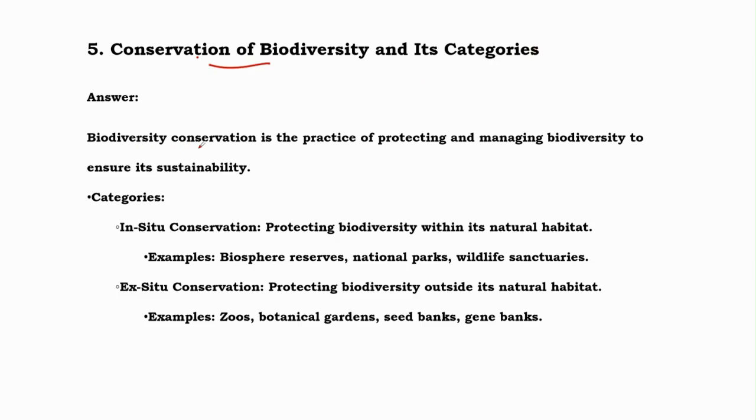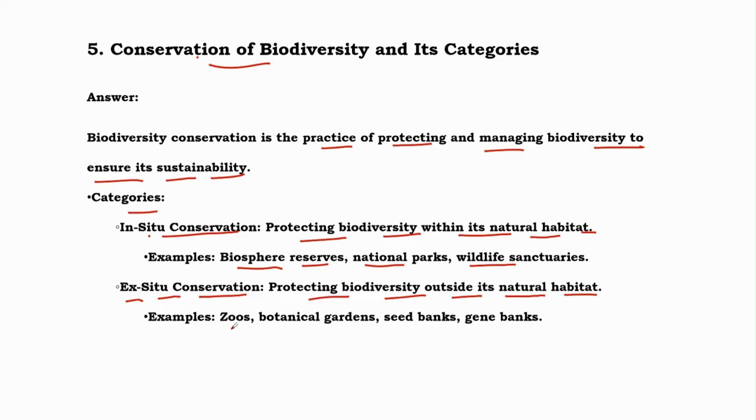So biodiversity conservation is the practice of protecting and managing biodiversity to ensure its sustainability. Categories are in situ conservation, protecting biodiversity within its natural habitat, like biosphere reserves, national parks, and wildlife sanctuaries. Then ex situ conservation, protecting biodiversity outside its natural habitats like zoo, botanic gardens, seed banks, and gene banks.